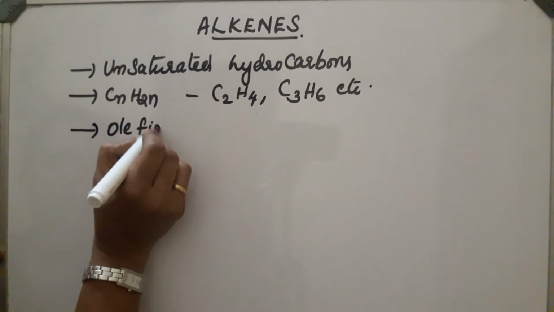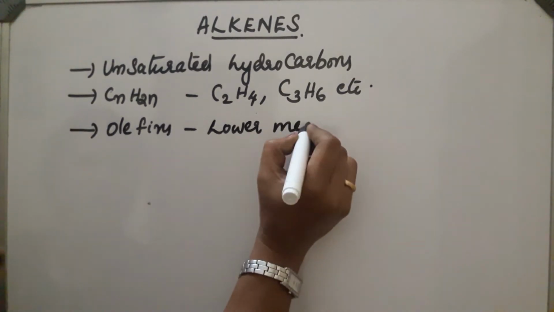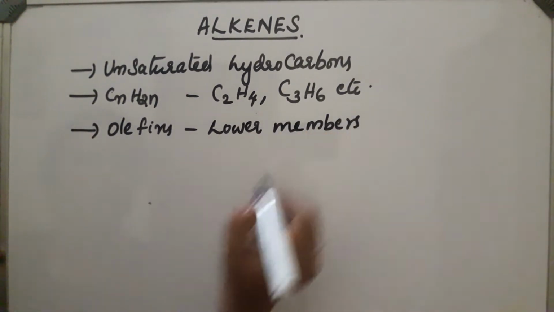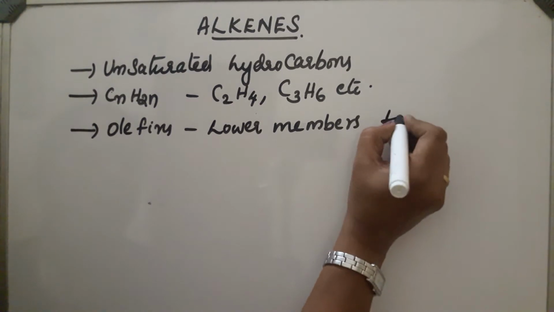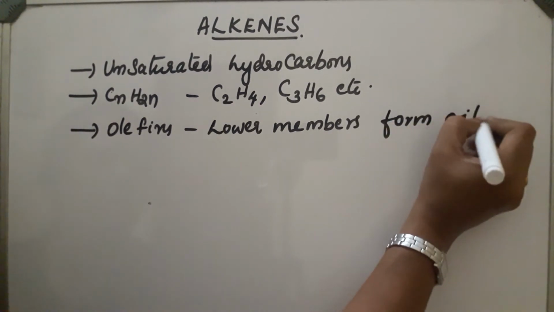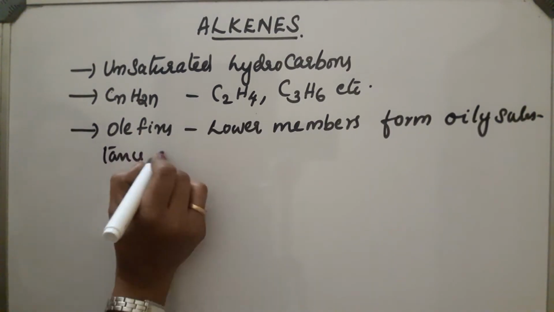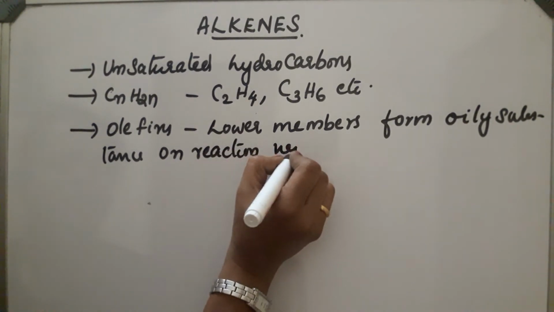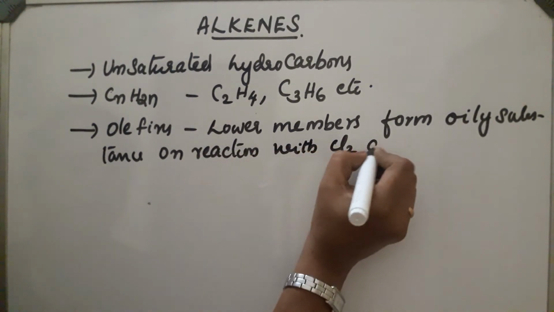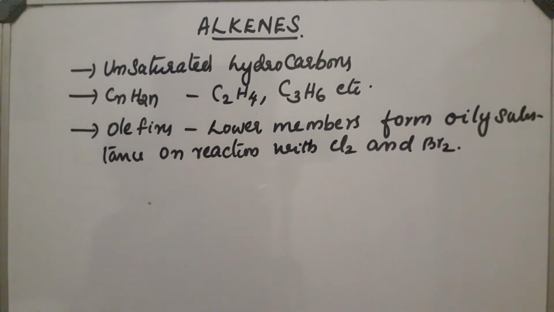They are called olefins because their lower members, on reaction with chlorine and bromine, form an oily substance. Lower members form oily substances on reaction with chlorine and bromine. So they are called olefins.